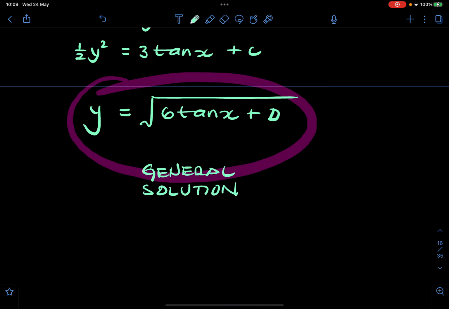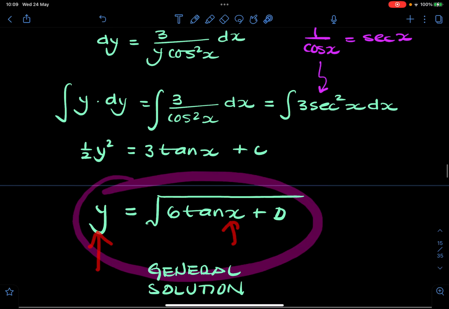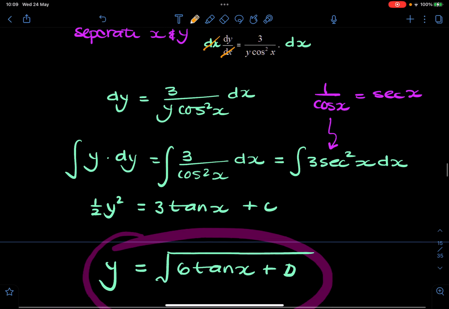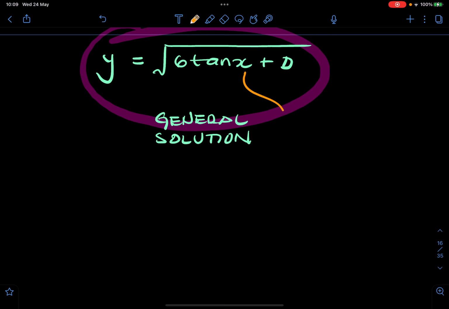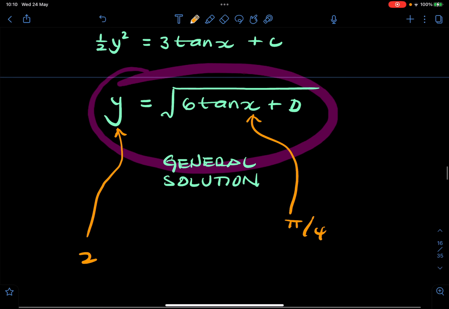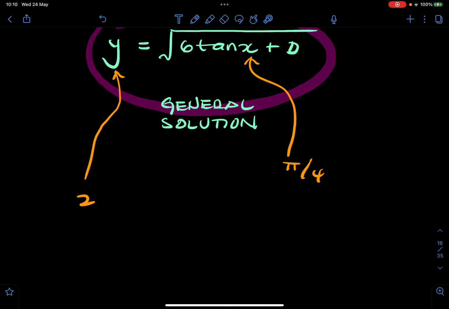Now, it's possible to find the particular solution if we're given a point x and y. In the question, they're giving us that when x is pi over 4, y is 2. That's useful information. We can plug that in. When x is pi over 4, y is 2. So we just substitute these two numbers into x and y and then rearrange to find d.